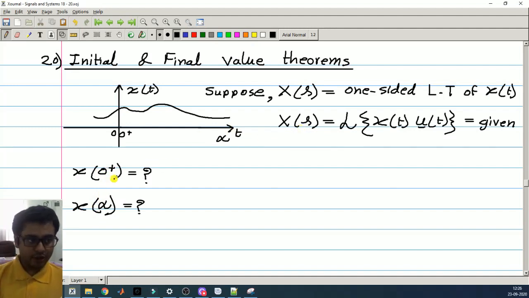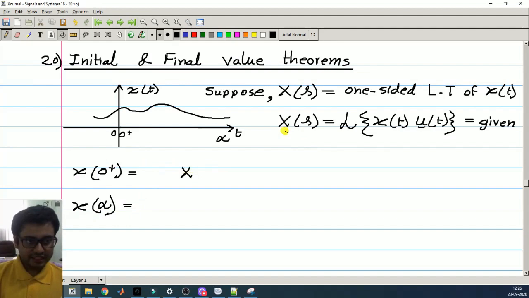To find these two values, what you can do, you can calculate Laplace inverse of capital X(s) and then put time equal to 0 plus or infinity to get these two values. However, if we don't need the complete x(t) for all time and only these two values are required, then we do not have to calculate Laplace inverse of this function. There is a shortcut, and the shortcut is like this.